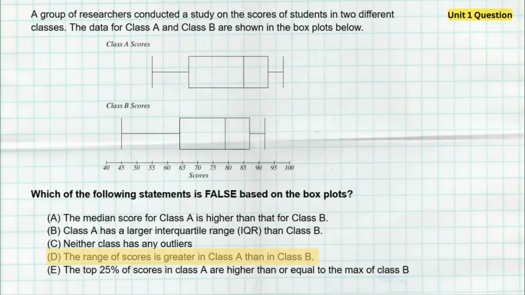The range of scores is greater in class A than in class B. Now, the most important thing we've got to be careful of here is reading the question. They want us to not get a true response, but a false response. And the reason why D is correct is because, just look at it.